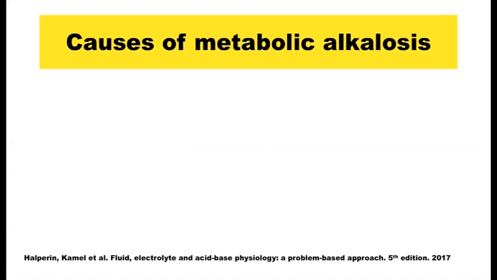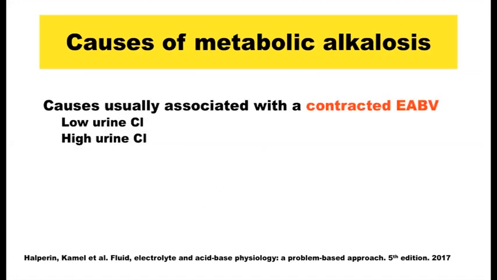So what are the causes of metabolic alkalosis? At our institution, we like to divide the causes according to whether there is a contracted effective arterial blood volume, looking at blood pressure and other clinical parameters, and looking at the urine chloride, whether it is low or whether it is high in the urine.